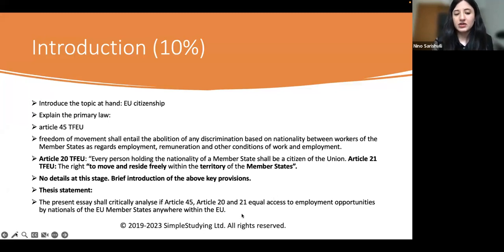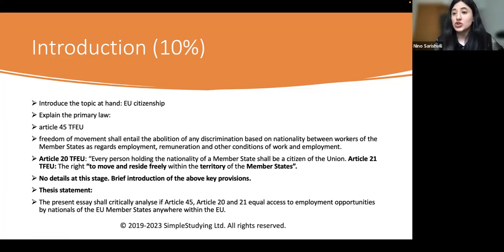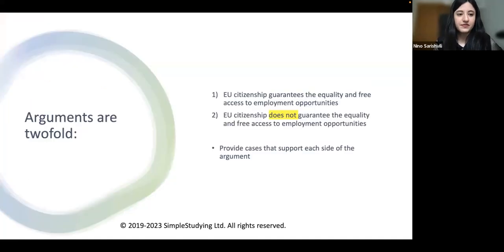Basically, the thesis statement is announcing the plan, and by announcing the plan, we mean that you have to say what your essay is going to argue. In this case, you have to critically analyze if Articles 45, 20, and 21 give equal access to employment opportunities, arguments for and against. Arguments are twofold, as we have mentioned. First, you need to argue that EU citizenship guarantees the equality and free access to employment opportunities. And secondly, you need to argue that EU citizenship does not guarantee the equality and free access to employment opportunities. You need cases and journal articles to support both sides of the argument.